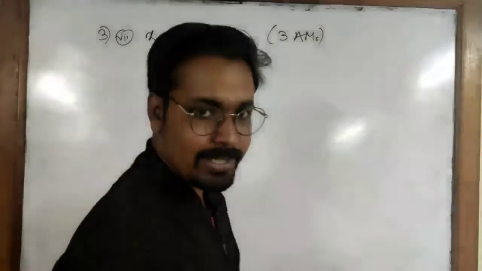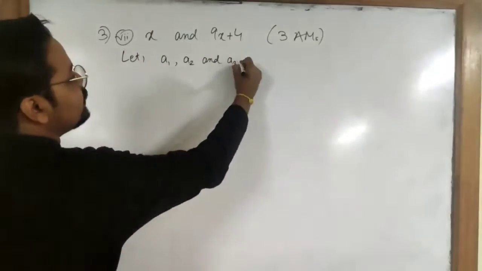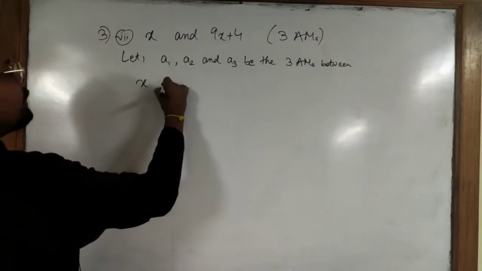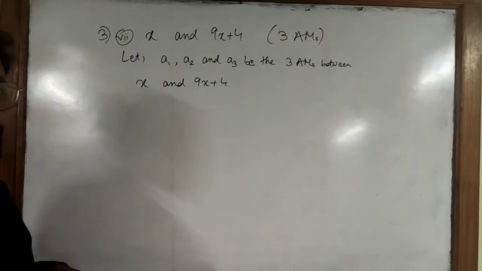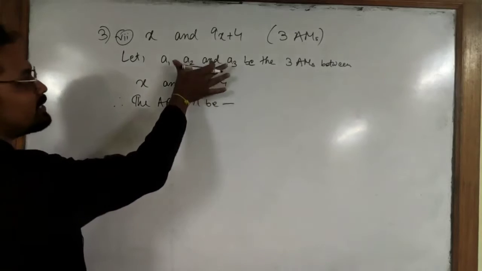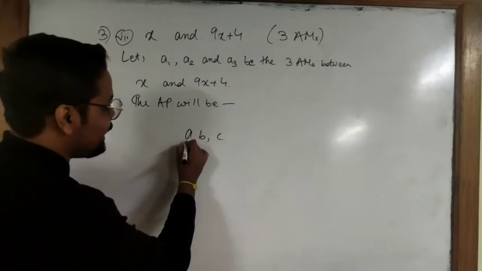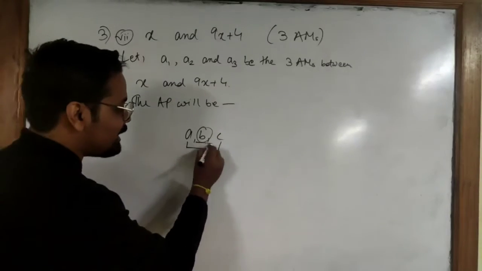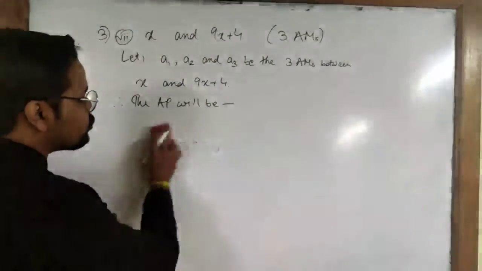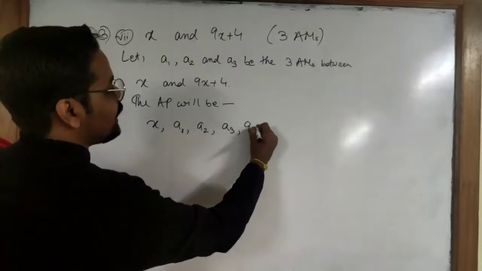So now that we don't know what the arithmetic means are, we will assume that A1, A2 and A3 are the 3 arithmetic means between x and 9x plus 4. Since these are the arithmetic means, they will lie between x and 9x plus 4. As I said previously, if A, B and C are in AP, then the arithmetic mean of A and C is B. So the arithmetic mean lies in the middle of the given two terms. So here also these arithmetic means will lie in the middle of these two. So the AP will become x, A1, A2, A3 and 9x plus 4.